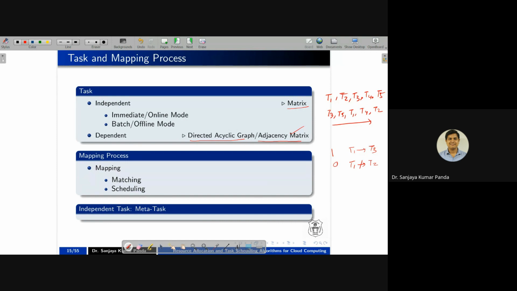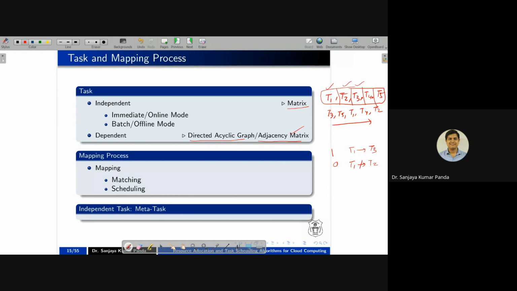Immediate means, for example, T1, T2, T3, T4, T5. There are 5 different tasks. If I execute them one after another, when you are executing T1, T2, T3, T4, T5 are not in the picture. Similarly, when you execute T2, T3, T4, T5 are not in the picture. That is a sequence, called online mode, because you don't have any idea.